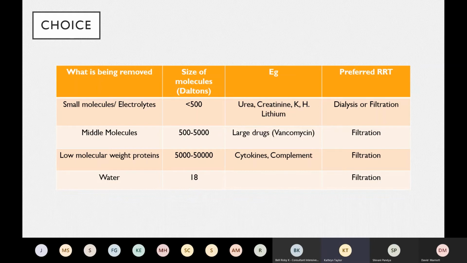So this is just a quick look at what you want to be removed, the size of the molecules, and some examples and what you choose. If you're wanting to get rid of small molecules, so urea, creatinine, potassium, you can either choose dialysis or filtration, but dialysis is a bit more efficient. Middle molecules like larger drugs tend to be removed better with filtration, as do low molecular weight proteins like cytokines, complements, things that are bigger. And then water is removed better with filtration because of the hydrostatic pressure difference.